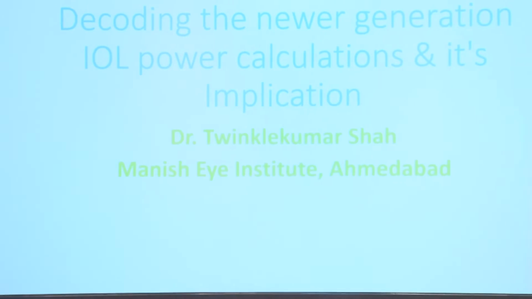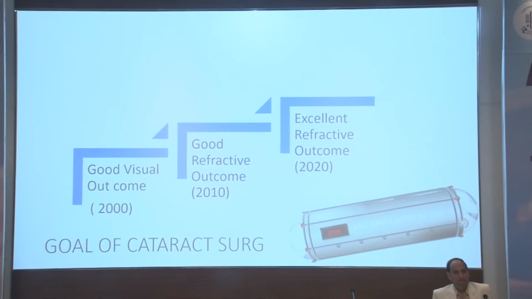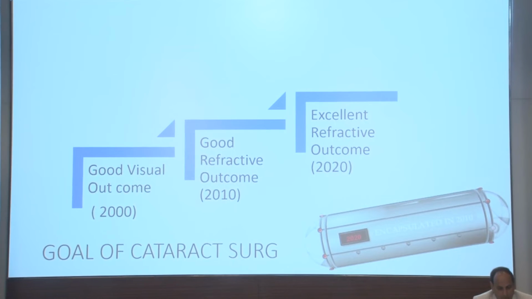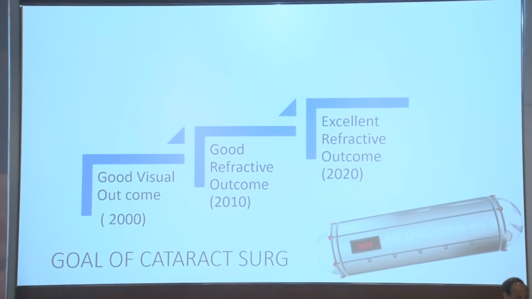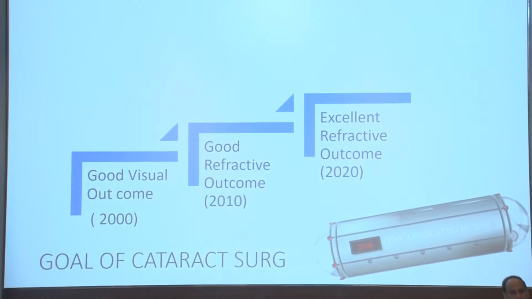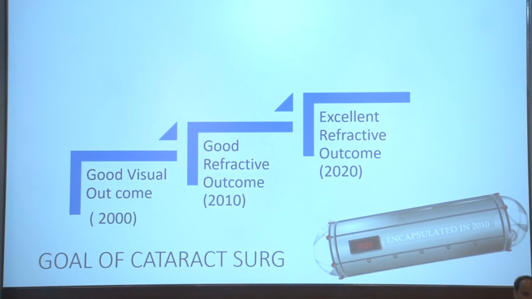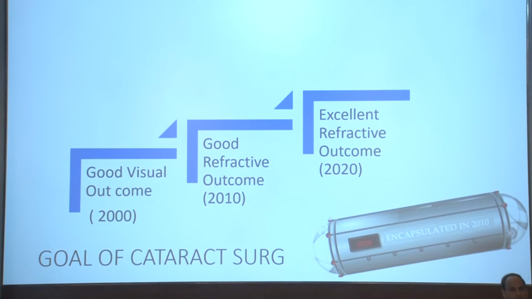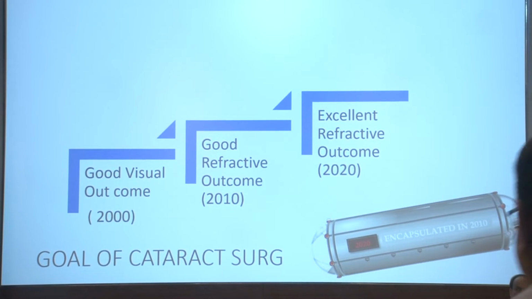Dr. Arshul is a little bit late, so I am starting with my talk: decoding newer generation IOL power calculation and its implications. In cataract surgery, the goal in 2000 was a good visual outcome. In the next decade, 2010, it was a good refractive outcome. But now the demand of the patients is an excellent refractive outcome.